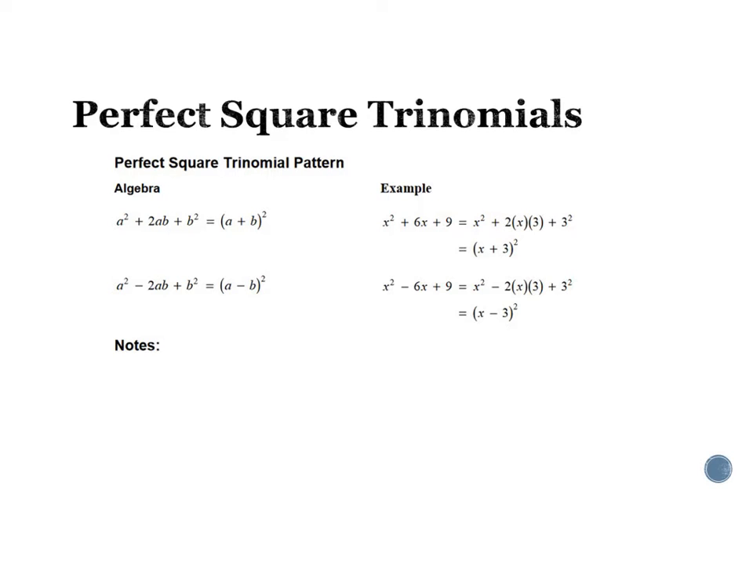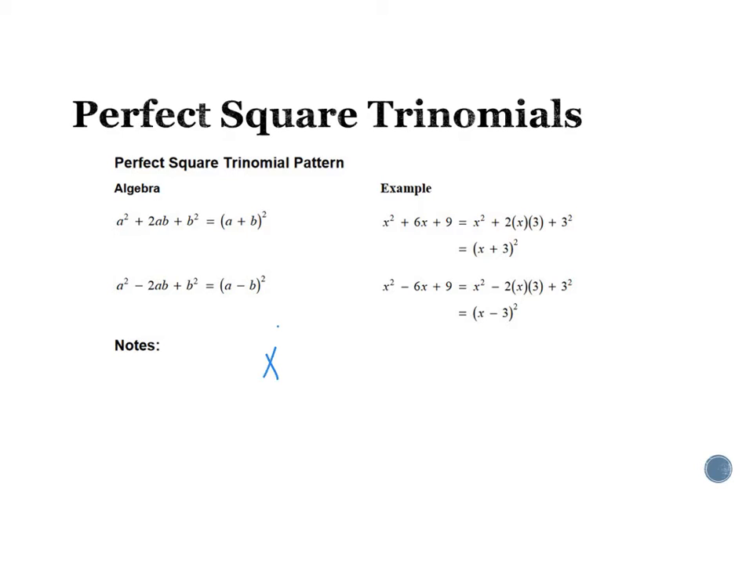Up next are our perfect square trinomials. These are the ones that would factor into two of the same thing. So they have a very specific pattern that they follow. You have your first term that's squared, you have your last term that's squared, and in the middle you have twice the product of a and b, which would be the first and the last term. When you factor these, they factor into two of the same things, and you don't even have to necessarily know that you have a perfect square trinomial.